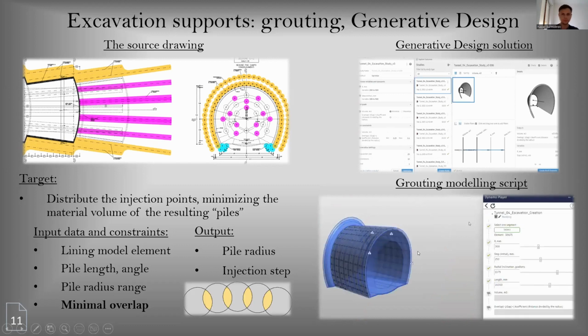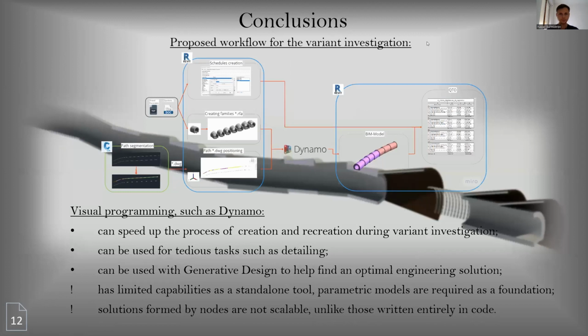That's for the visualization. So in order to sum up, I would like to say that visual programs such as Dynamo can speed up the process, can be used for detailing, can be used with generative design to find an optimal engineering solution, but it has some limited capabilities as a standalone tool. For example, it's better if we have some parametric models elaborated, and solutions made with nodes are not scalable, unlike those which are written entirely in code.